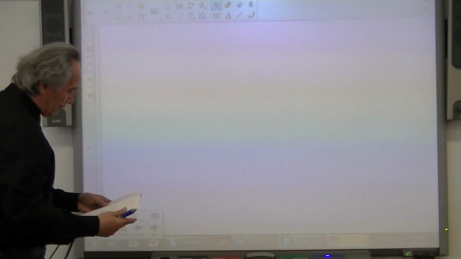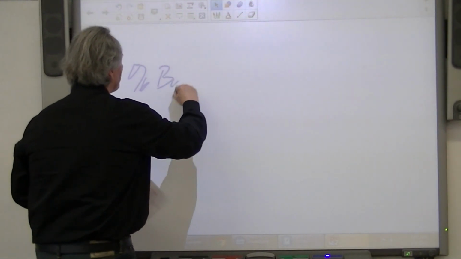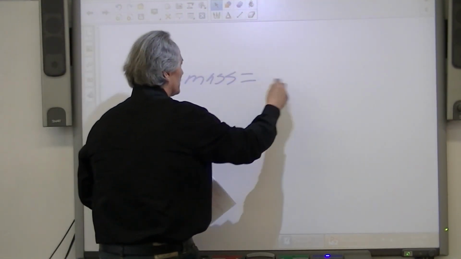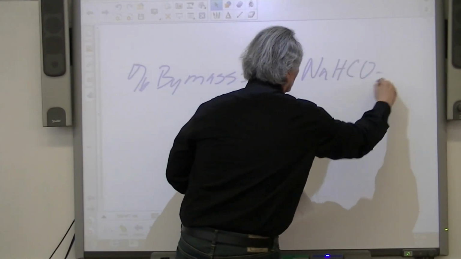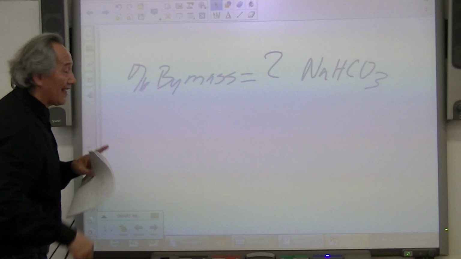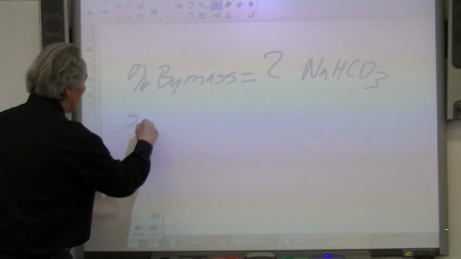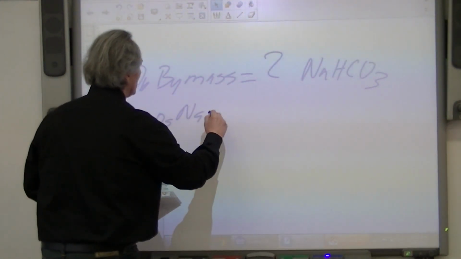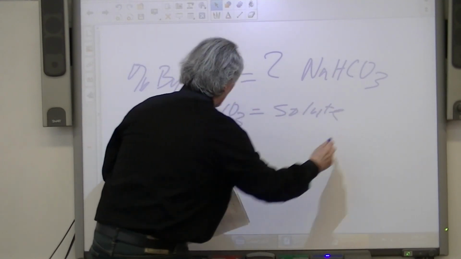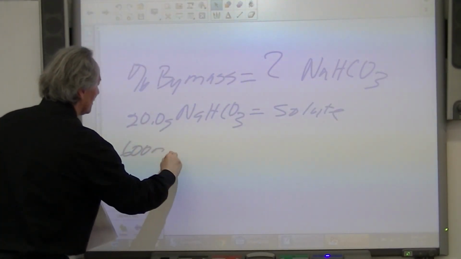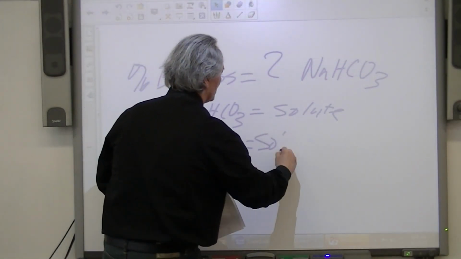All right, first of all, let's identify what we're looking for. On this one, again, we were looking for the percent by mass. This is my unknown, percent by mass, of course, of the sodium bicarbonate. Now let's list the data that was given to us. We were given 20.0 grams of the sodium bicarbonate. We were also given 600 milliliters of H2O, and that is my solvent.